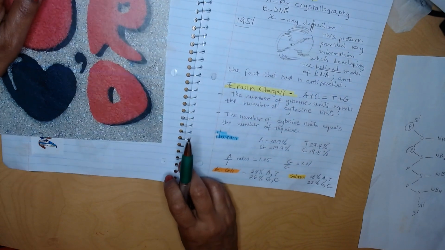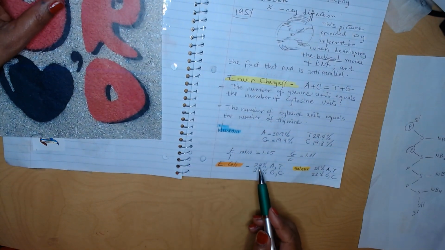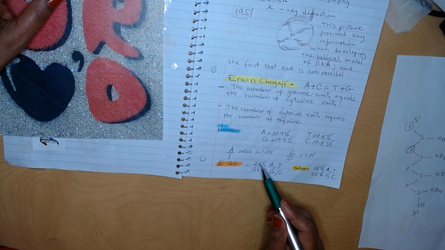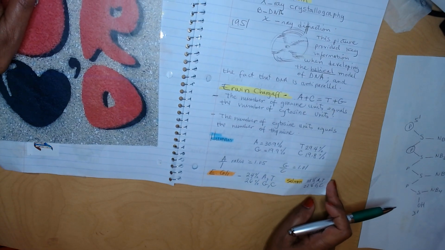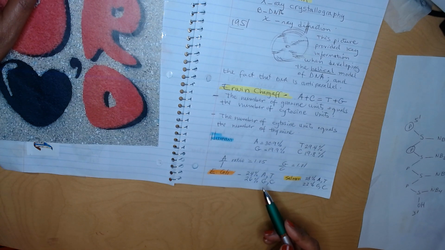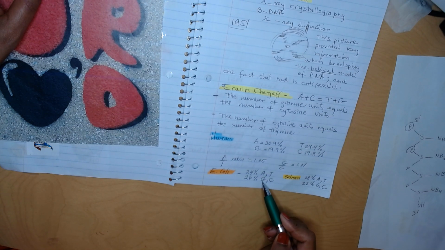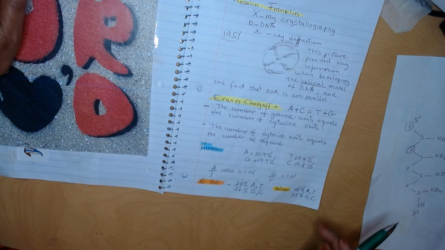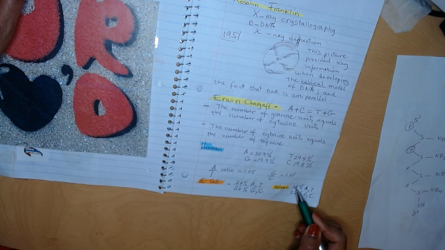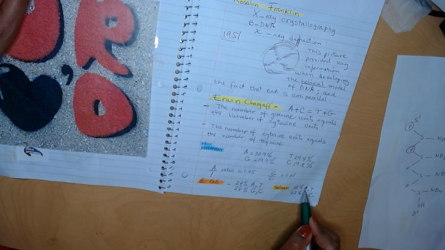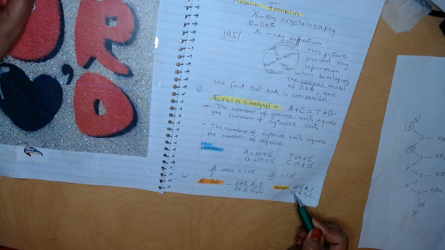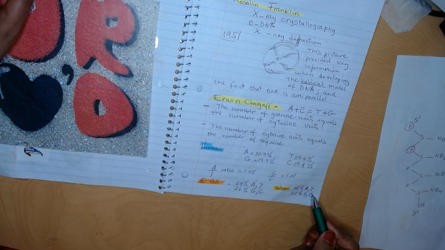In the bacteria E. coli, it is found that the percentage of adenine and thymine is 24%, and the percentage of cytosine and guanine is 26%. If we add all of these together, it's going to make 100. But we also have for salmon, 28% adenine and 28% for thymine. It's always the same. And then 22% for guanine and for cytosine.